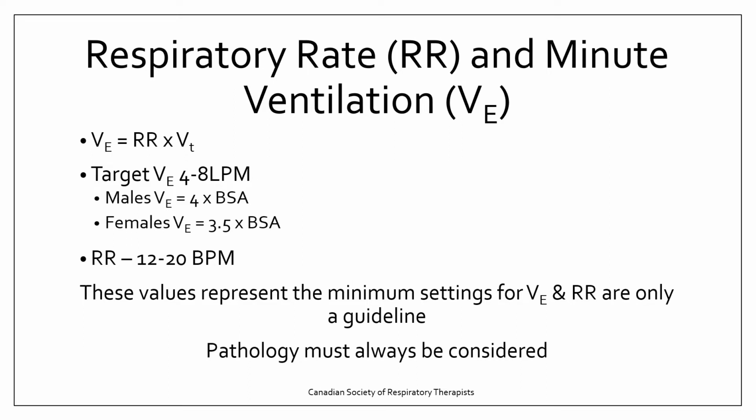So having a minute ventilation targeted around 4 to 8 liters per minute and a respiratory rate somewhere between 12 and 20 breaths per minute, again, that's just a basic guideline if everything was normal and great, but chances are you're not going to ventilate a normal patient, right? We're not ventilating patients who have normal conditions. They have some sort of underlying pathophysiology. So we need to take that into consideration and really let the patient's blood gas dictate the settings that we use for respiratory rate and minute ventilation.